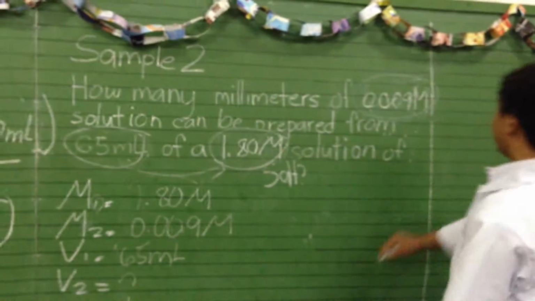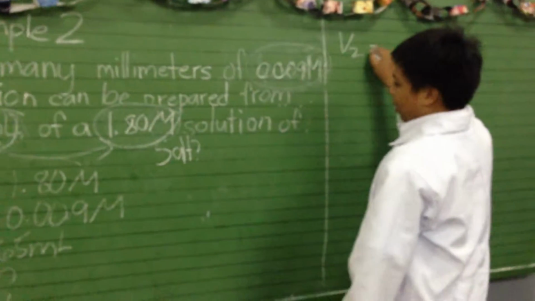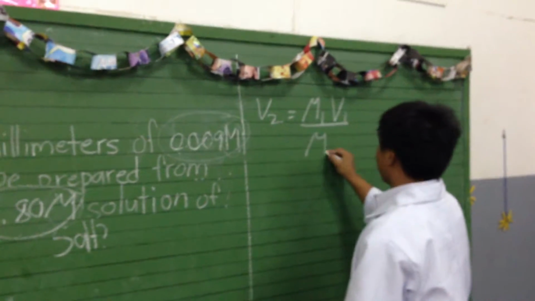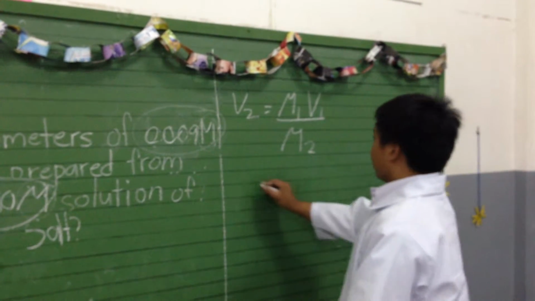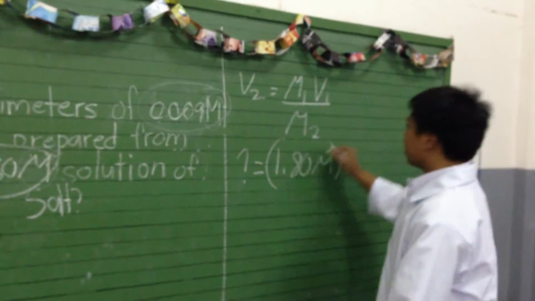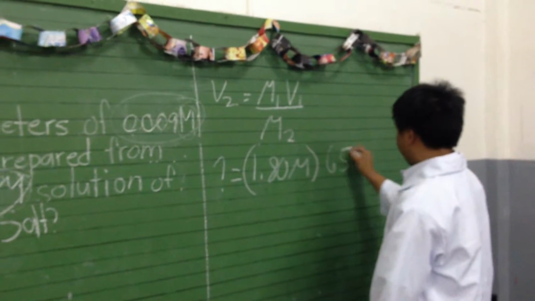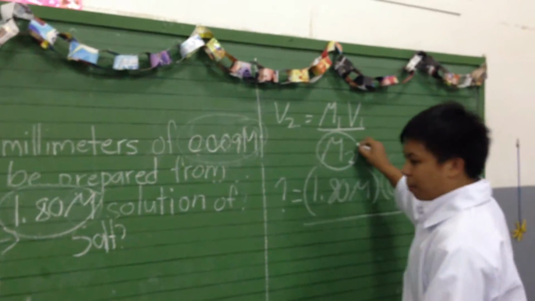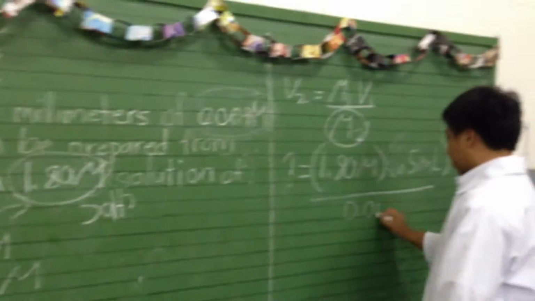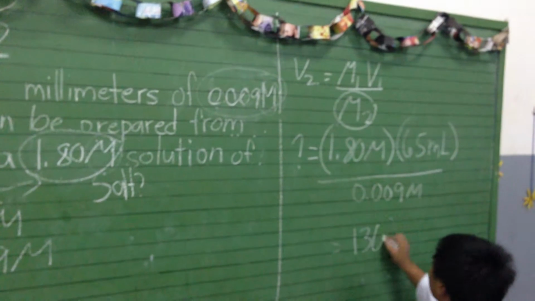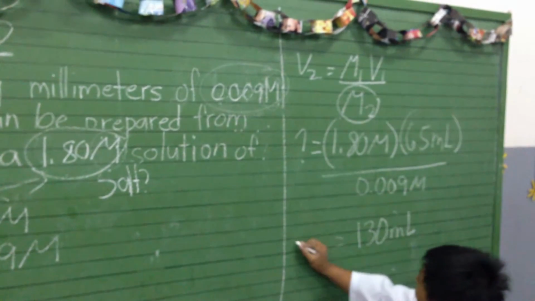So our formula now is V sub 2 equals M sub 1 times V sub 1 over M sub 2. Now we substitute. So question mark equals 1.80 M, parentheses, and V sub 1 is 65 ml, parentheses, over M sub 2, which is 0.009 M, and we will get the answer of 130 ml. Now we have our V2.